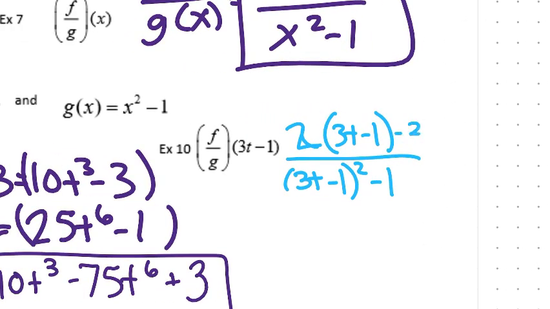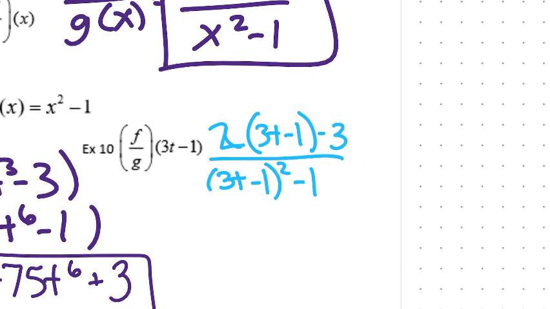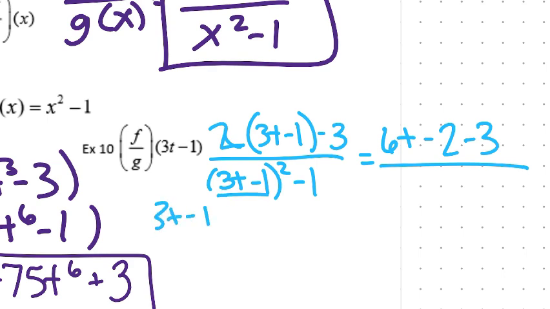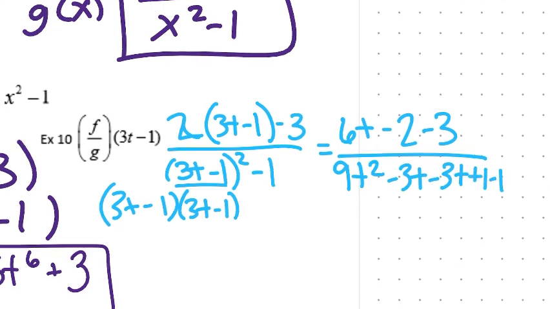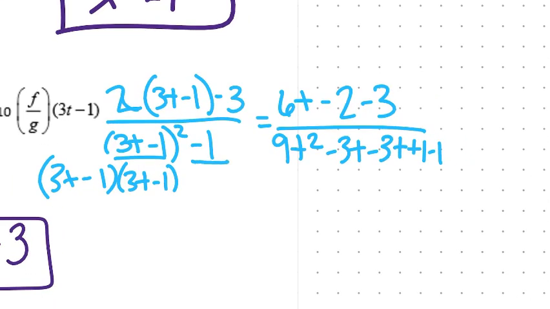And I forgot the minus 3 on top because it's 2x minus 3. So that's going to come out to be 6t minus 2 minus 3 on top. And on bottom, we'd have to multiply this. So it's 3t minus 1 times 3t minus 1, which is 9t squared minus 3t minus 3t plus 1 minus 1. And the reason I did the minus 1 is because of this.